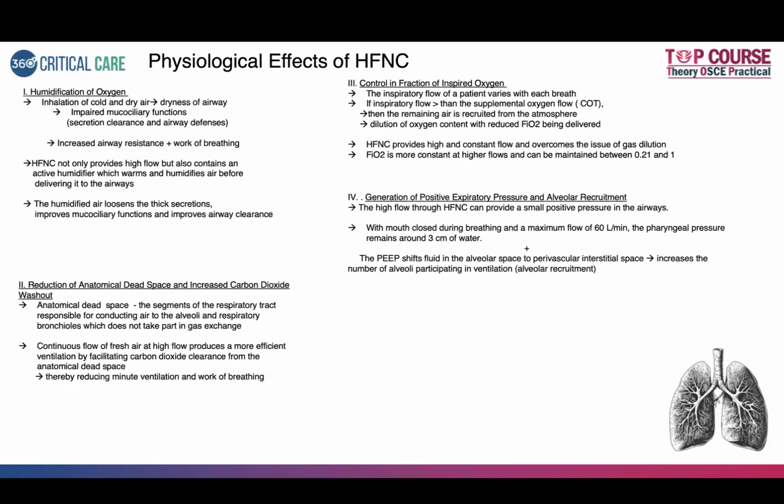The next benefit is generation of positive expiratory pressure and alveolar recruitment. The high flow through the HFNC can provide a small positive pressure in the airways. So with the mouth closed during breathing and a maximum flow of 60 liters per minute, the pharyngeal pressure remains around 3 centimeters of water. And along with this, the PEEP, which occurs because of this increased flow, causes shift of fluid in the alveolar space to the perivascular interstitial space, increasing the number of alveoli participating in ventilation. That is, it aids in alveolar recruitment.